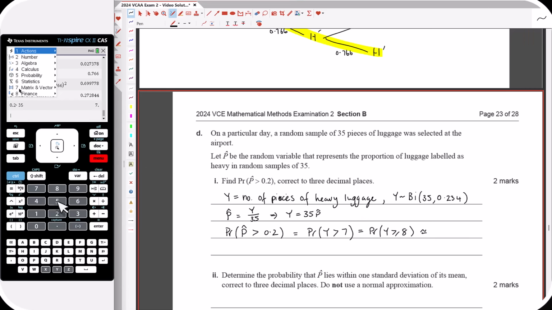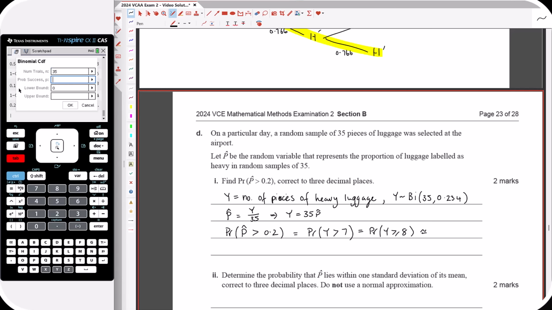All right, so menu 55B for binomial. N is 35, P is 0.234, lower bound is 8, upper bound is 35. Okay, so we have what we want, to 3 decimal places, 0.595.